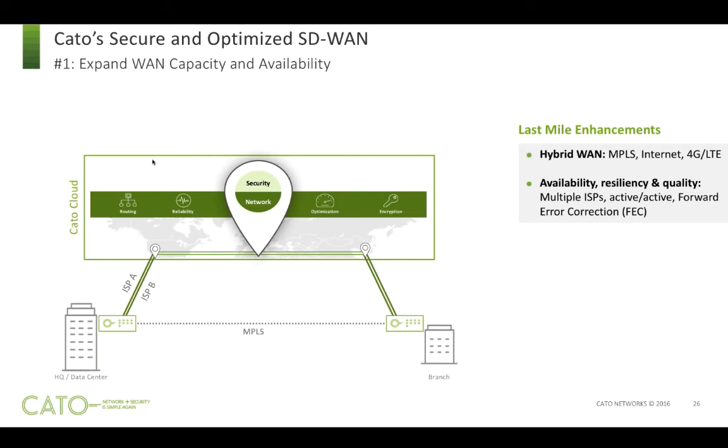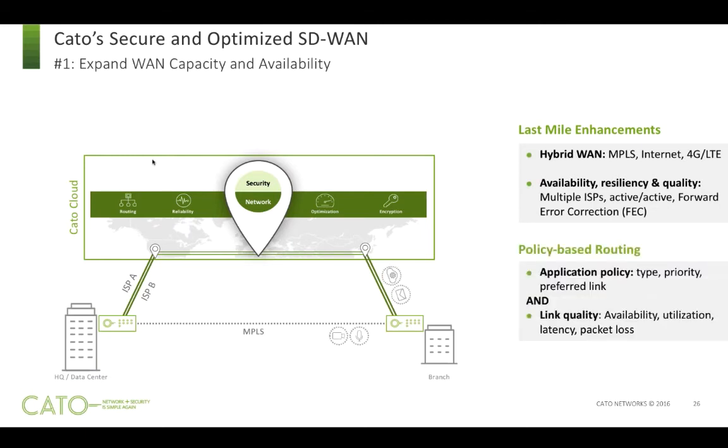So first of all, we expand the WAN capacity. Using the Cato socket, we're allowing to connect MPLS, internet, LTE connection, and by that augmenting the WAN. So availability and resiliency improved tremendously with Cato as we manage multiple ISPs connections. We can work in active-active, and forward error correction is handling a packet drop on the last mile. So we're actually improving the last mile, and in a second I'll also talk about the middle mile, but you already see that we support the basic SD-WAN capabilities.